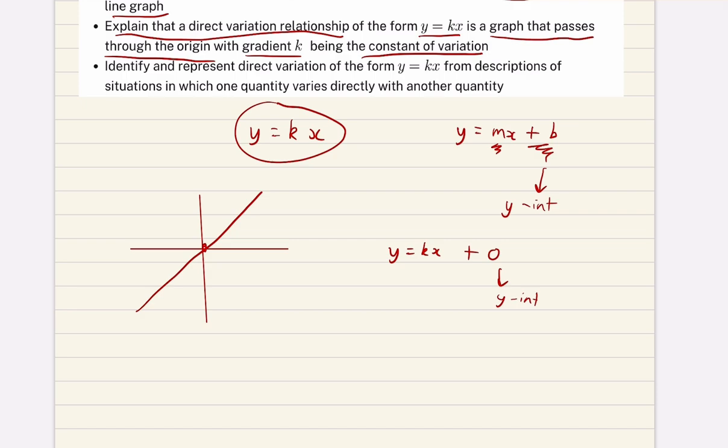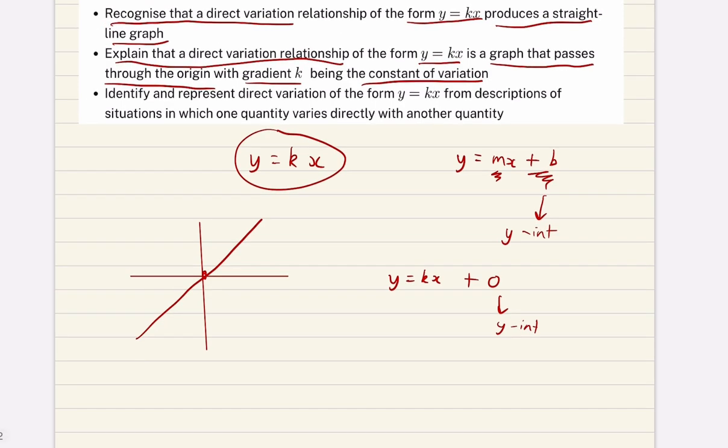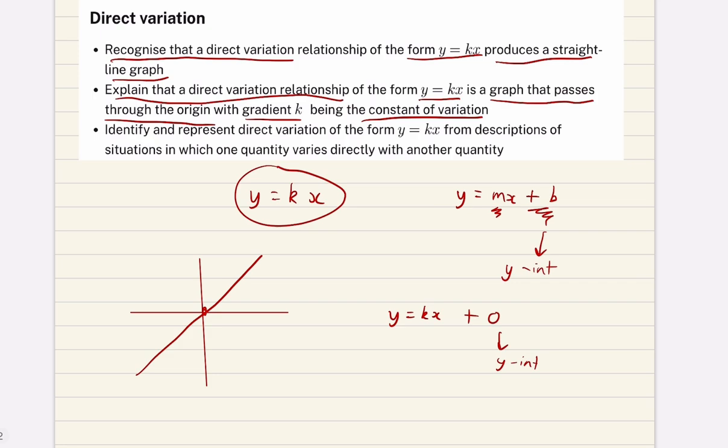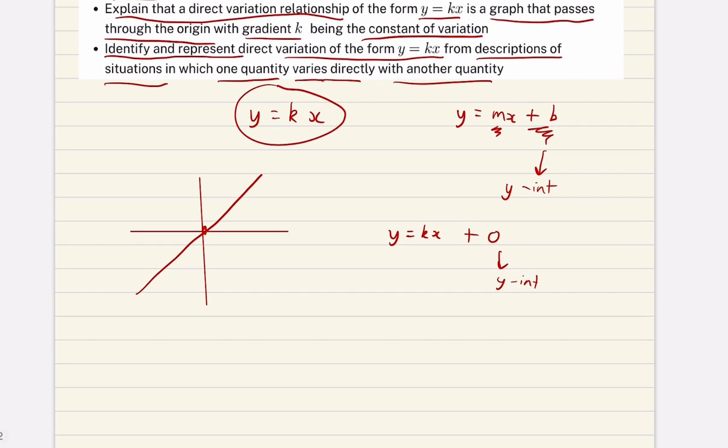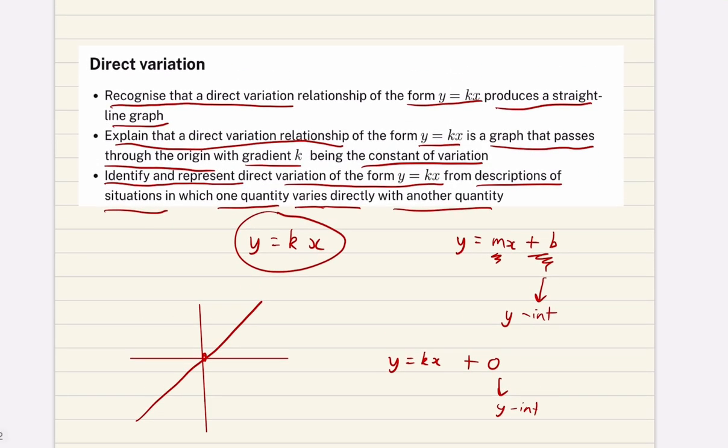But of course, if you're not sure, you can always sub in values for y and x and check that way too. And finally, our third dot point is to identify and represent direct variations from descriptions of situations in which one quantity varies directly with another quantity. That's what I was talking about earlier when I said y varies directly with another quantity. So y will vary with x, and k will tell you the factor of how much y will differ compared to x. Okay, so that's the theory.